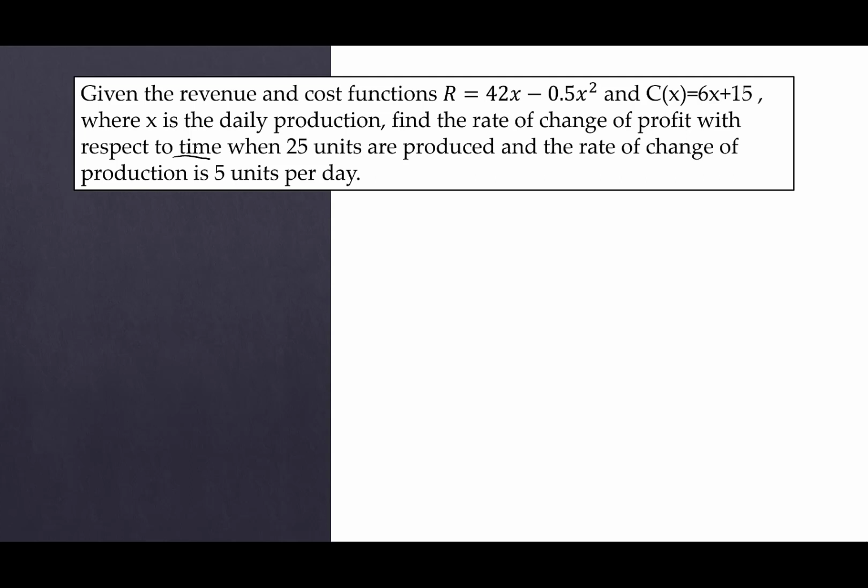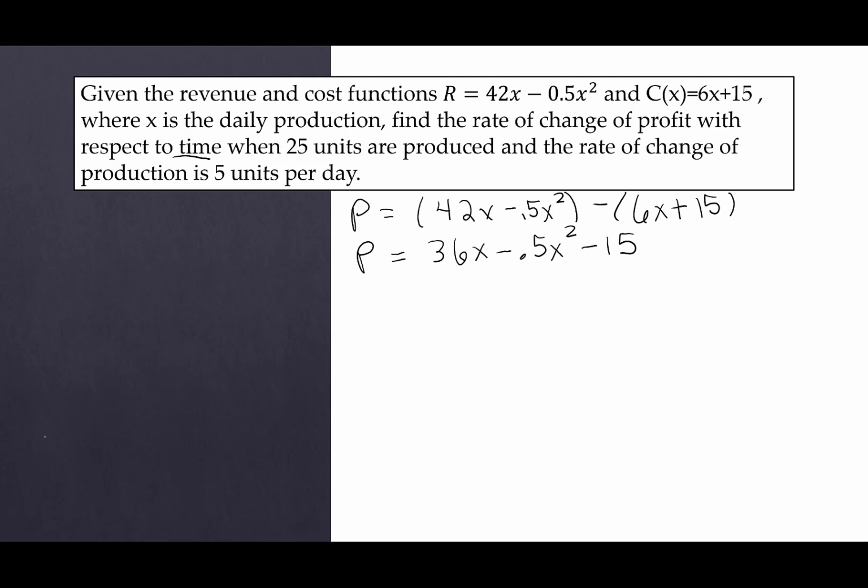So time is independent. Both the revenue and the cost change with time. The profit will be equal to the revenue, 42x minus 0.5x squared, minus the cost, 6x plus 15. That says P is equal to 42 minus 6 gives me 36x minus 0.5x squared minus 15. When I take my derivative, everything changes with respect to time. So every time I take a derivative, I add a dt.